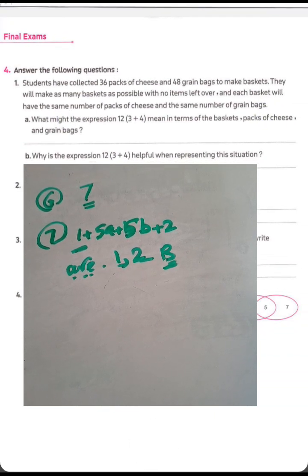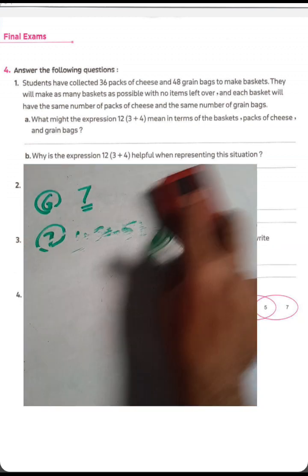We have here 12 is the number of baskets, 3 is the number of bags of cheese in each basket, and 4 is the number of grain bags in each basket. Okay, do you know what this means?